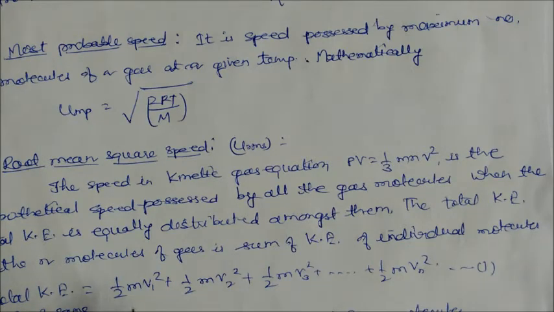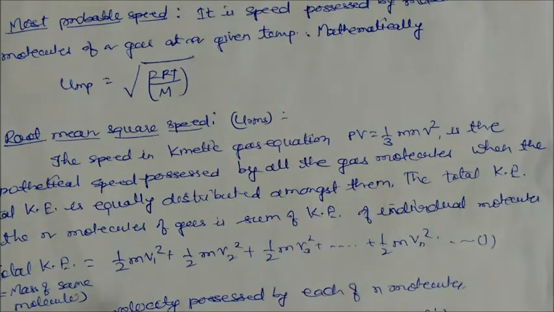Suppose one type of molecule is present in the container. Take half m v1 square for one molecule having a particular speed. Another molecule has the same mass but a different speed. In this way you take the total for the same type of molecule.